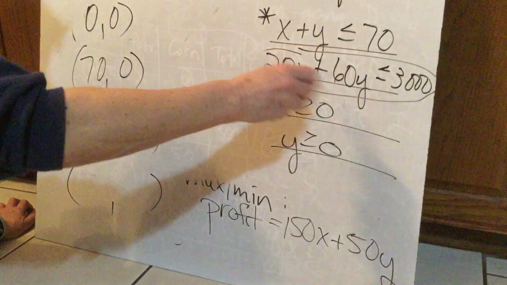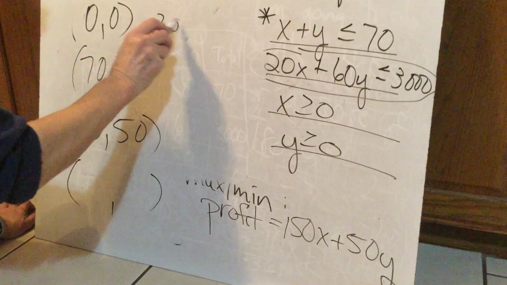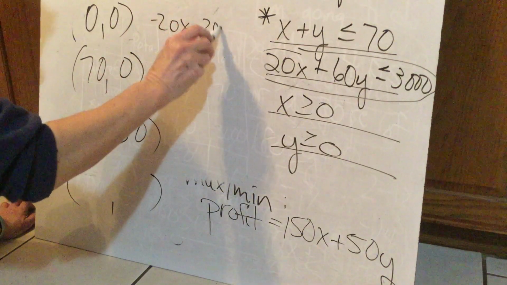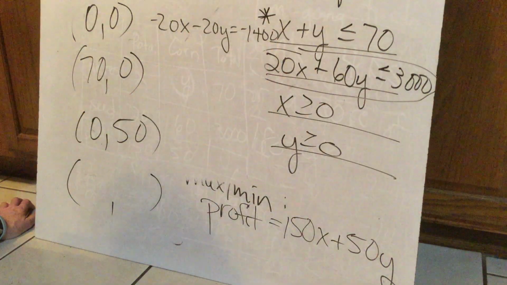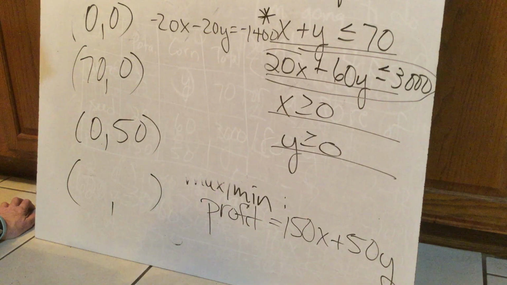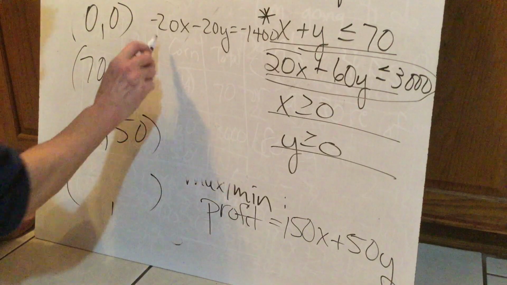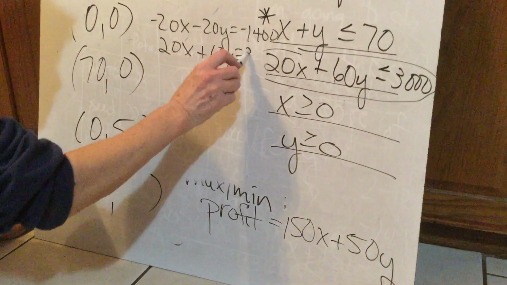So I'm going to eliminate here. I'm going to multiply the top one by negative 20. So negative 20x minus 20y equals negative 1400. The only thing you use the less than for is shading, guys. Otherwise, make it an equals. Do all your math as an equals. And then I have 20x plus 60y equals 3000.